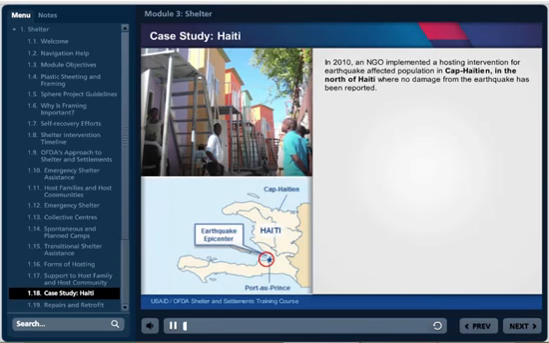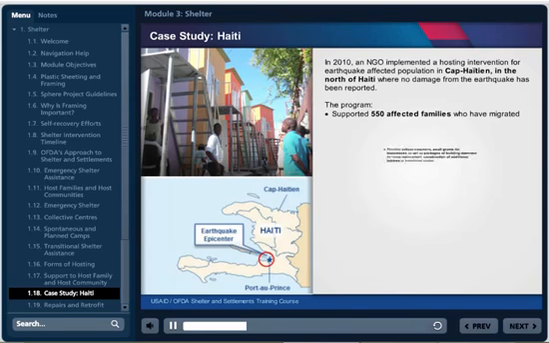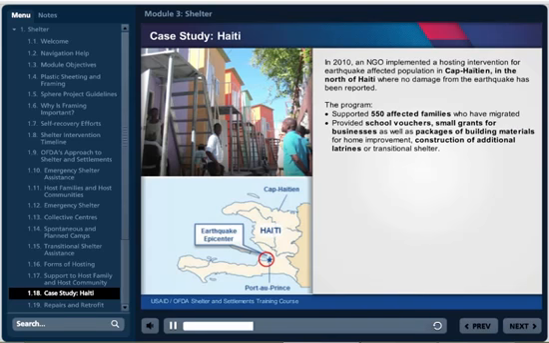In 2010, an NGO implemented a hosting intervention for the earthquake-affected population in Cap Haitien in the north of Haiti, where no damage from the earthquake had been reported. The program supported 550 affected families who had migrated from Port-au-Prince to stay with friends and families in Cap Haitien. The program provided school vouchers, small grants for businesses, as well as packages of building materials for home improvement, construction of additional latrines, or transitional shelter.